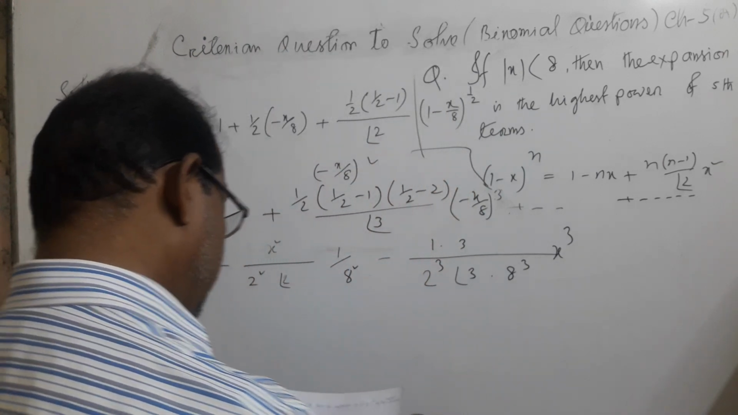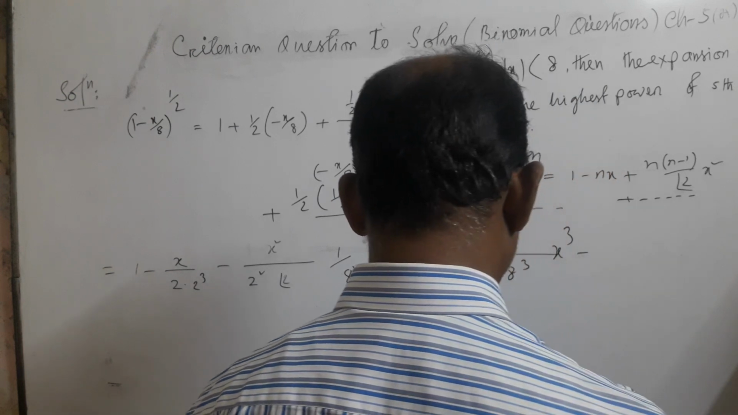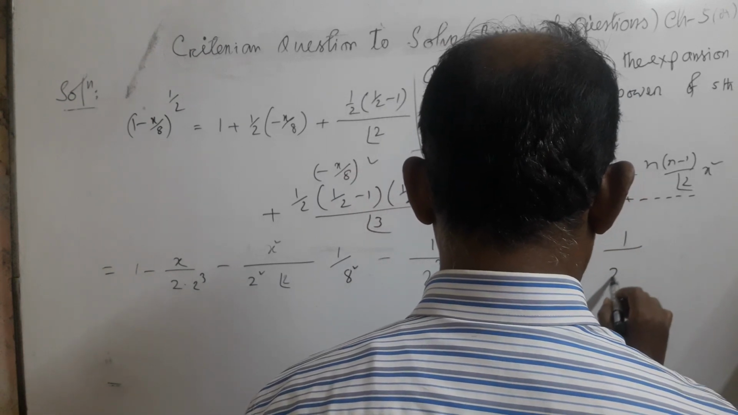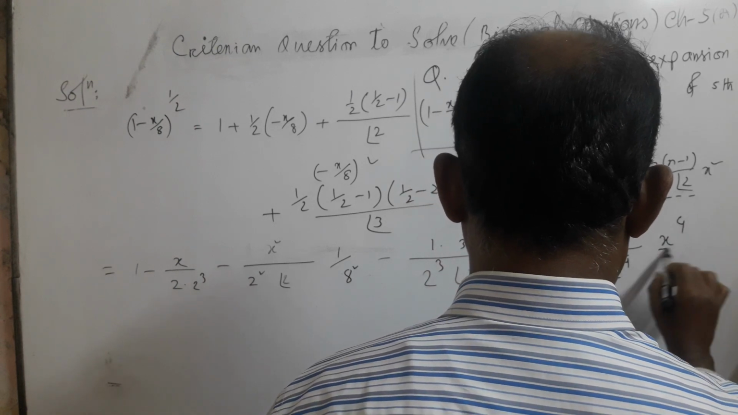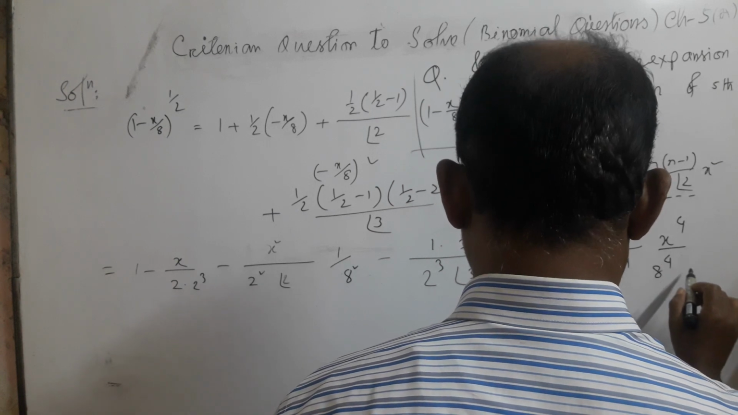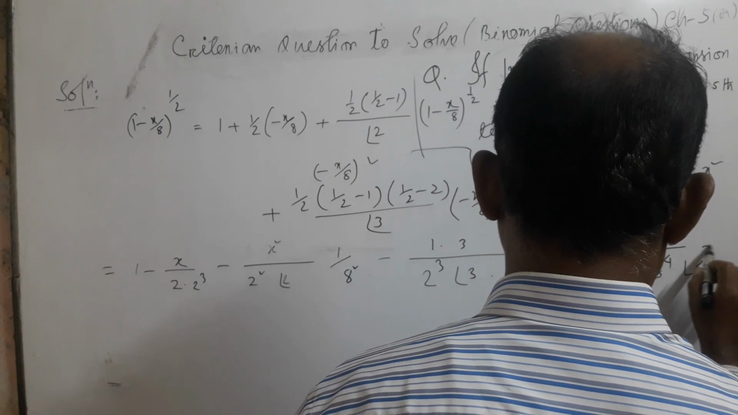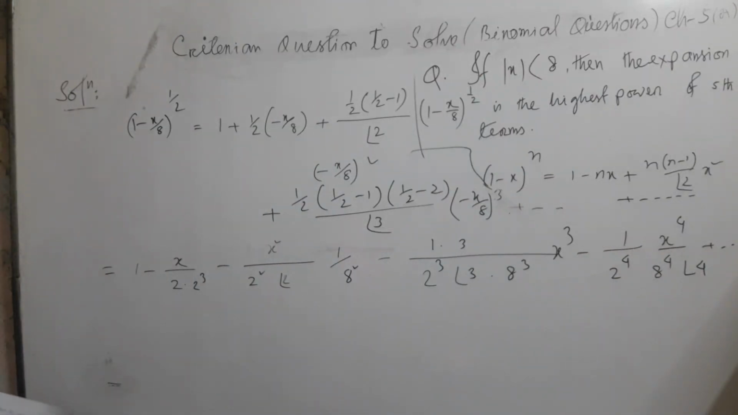Plus, in the same way, minus 1 by 2 to the power 4 into x to the power 4 divided by 8 to the power 4 into factorial 4, plus up to... This is the power of higher order of x.